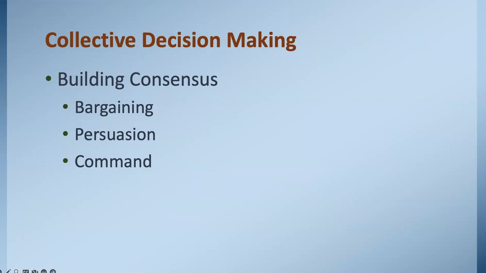Collective decision making includes building consensus. And first is bargaining. This is a negotiation process aiming for acceptable outcomes. It can be explicit or implicit and manifest in logrolling, side payments, or compromise.